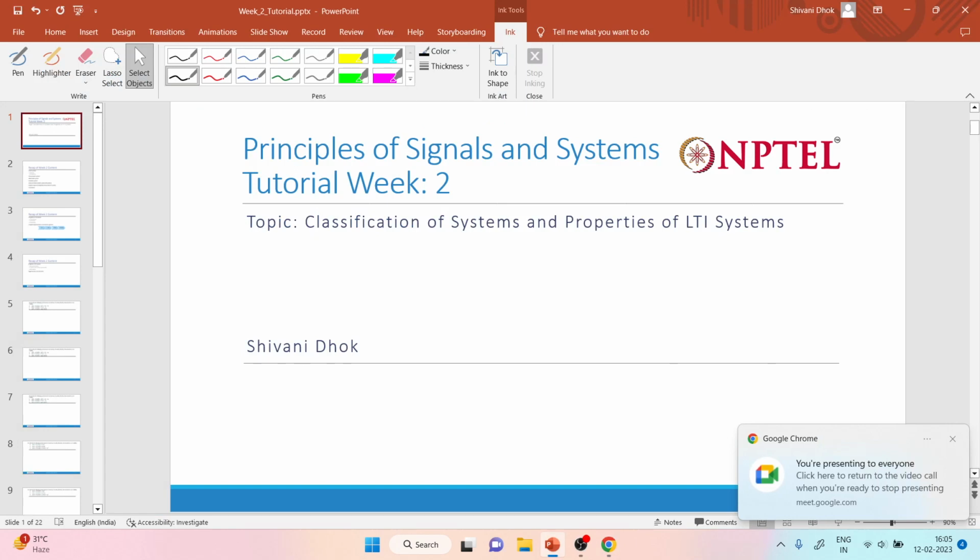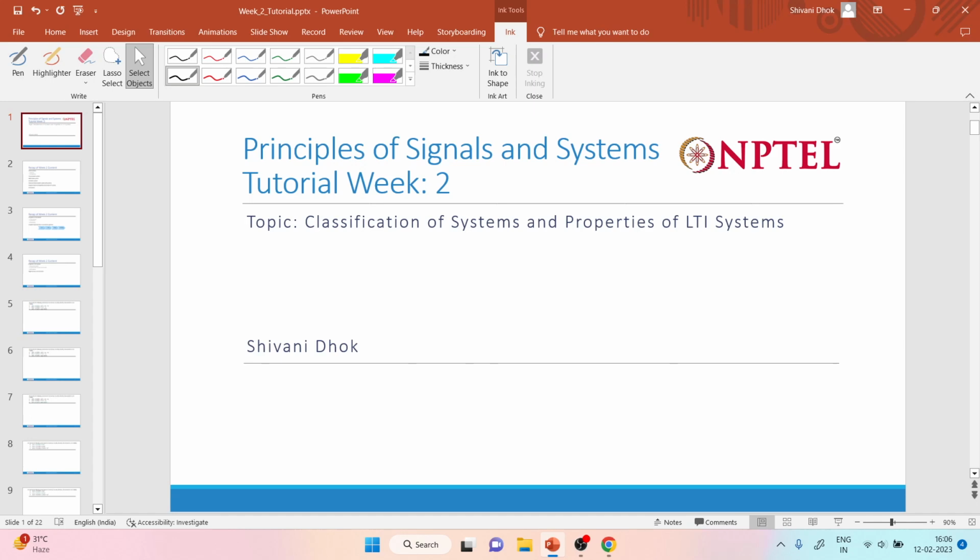So in this week, the content covered was related to classification of systems and properties of LTI systems, and a few examples were taken based on classification of signals and classification of systems. For classification of signals, a lot of examples were covered in the previous tutorial. So in this tutorial, I'll majorly focus on classification of systems and properties of LTI systems.